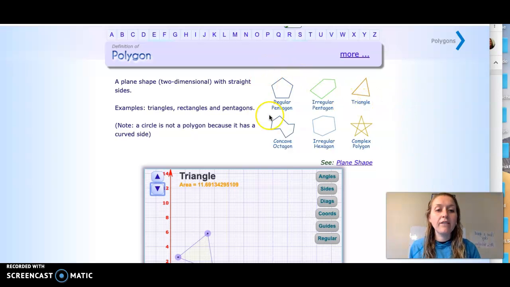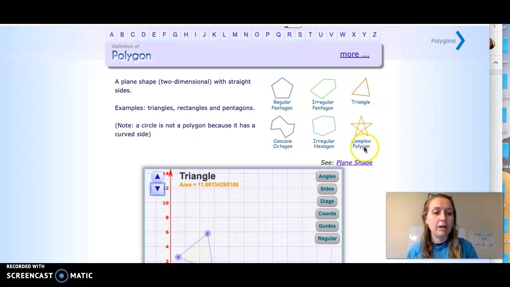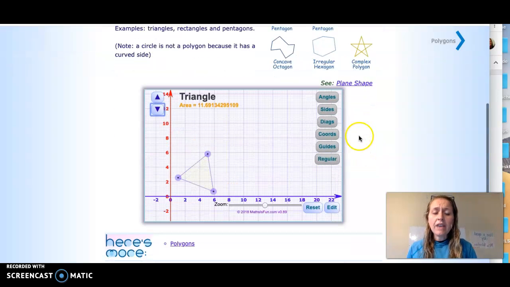So you have a regular pentagon, an irregular pentagon. Can you guess why it's irregular? If you said because not all the sides are the same length, that was correct. You have a triangle, a concave octagon, which means it comes into a cave, an irregular hexagon, and a complex polygon. I thought this website was pretty cool because as you go, you can go from a triangle.